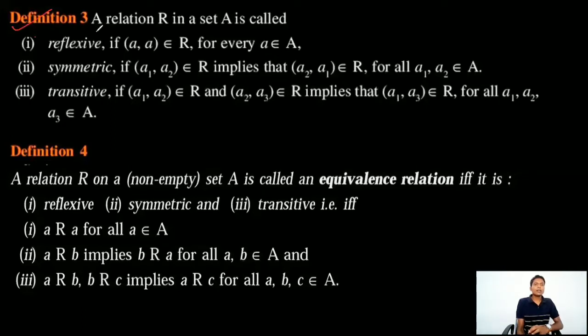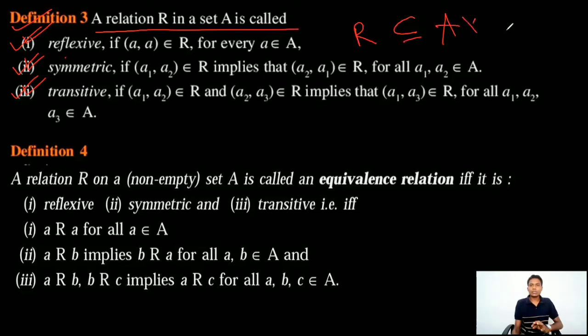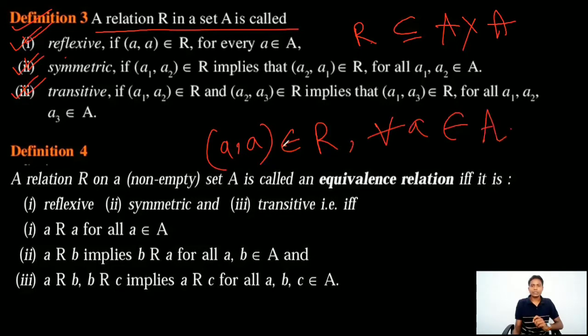Definition 3: a relation is called a reflexive relation, symmetric relation and transitive relation if it satisfies some special conditions. For reflexive relation, R is a relation on A cross A, then R will be reflexive if (a, a) belongs to R for all a belonging to set A. If R satisfies this condition, then R is called a reflexive relation.